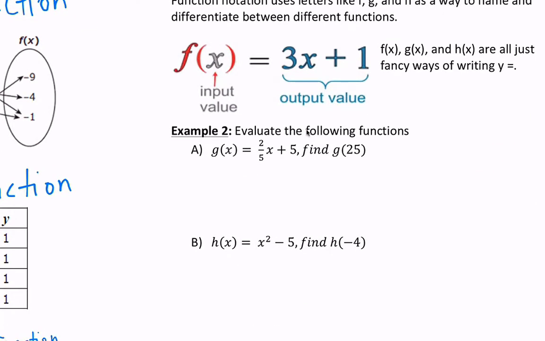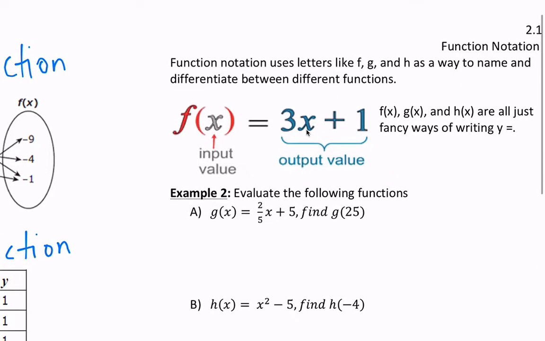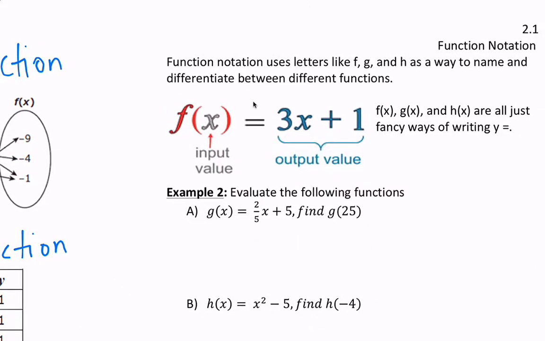Okay, so this is what function notation looks like. This whole f of x, that's just a fancy way of writing y. So really all this means is y equals 3x plus 1. Okay, so students ask me, why do they write it like this then? Because there's a lot of times that you will have more than one equation, and this will help you differentiate between 2 different equations.